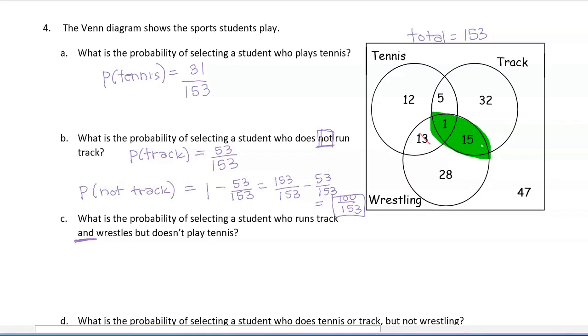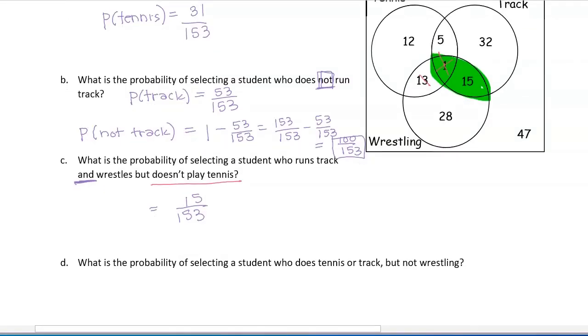But there's an additional caveat on this question. It says they do not play tennis. So that means I do not include this one person who also plays tennis. The answer for this one would be 15 over 153. That is the probability of selecting a student who runs track and wrestles, but does not play tennis.